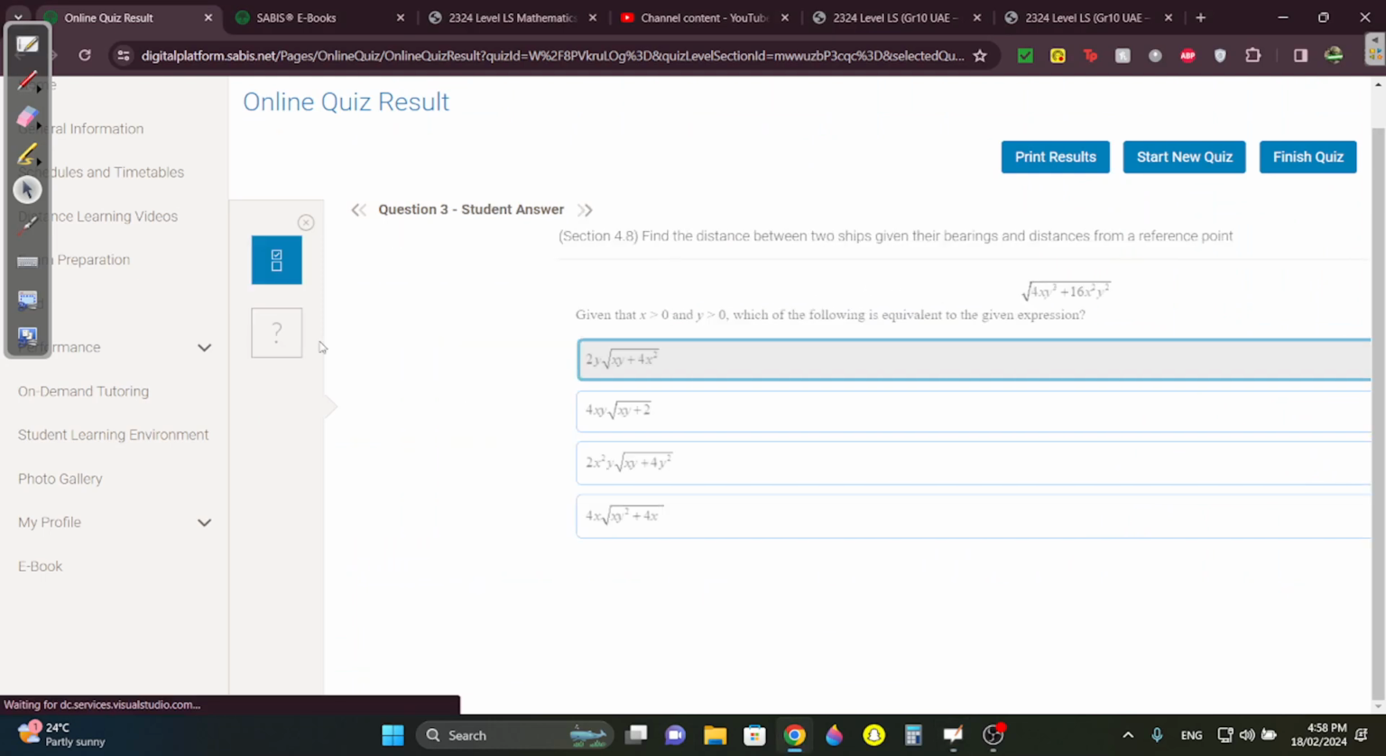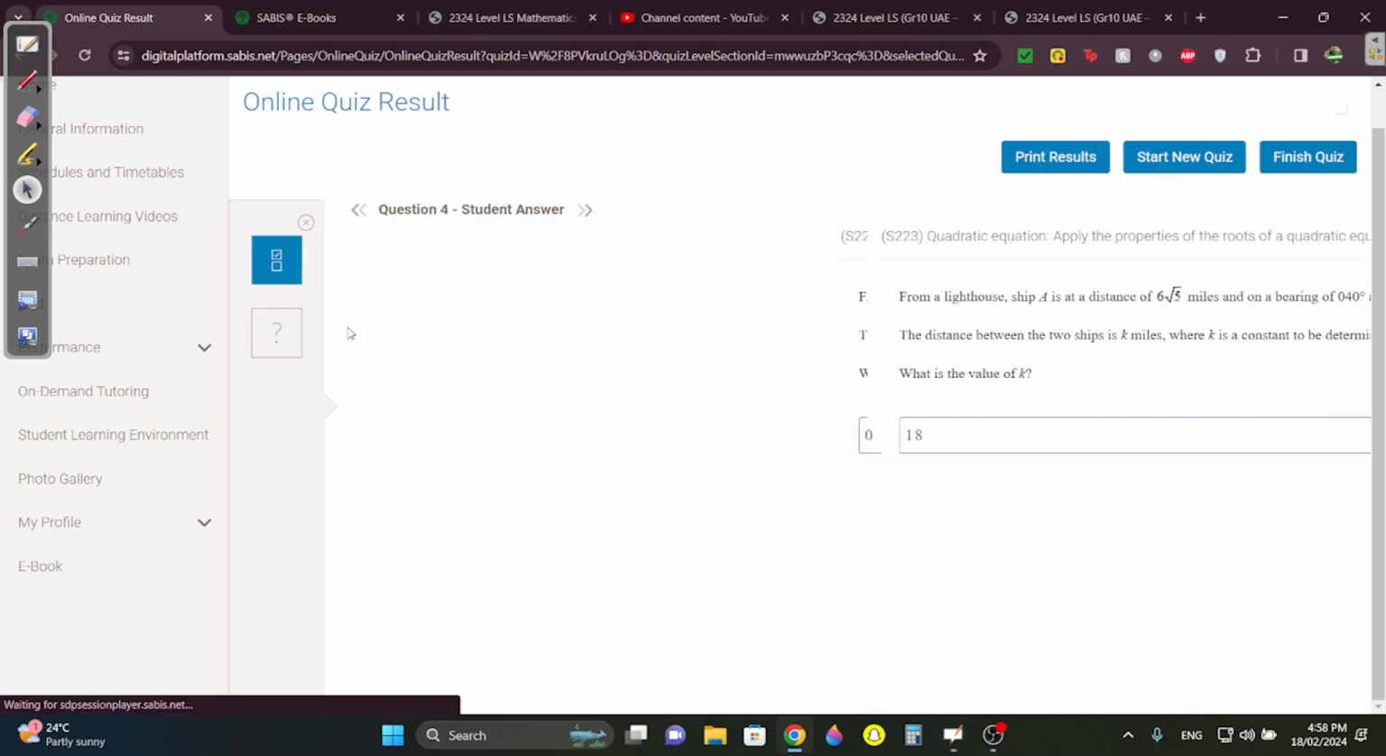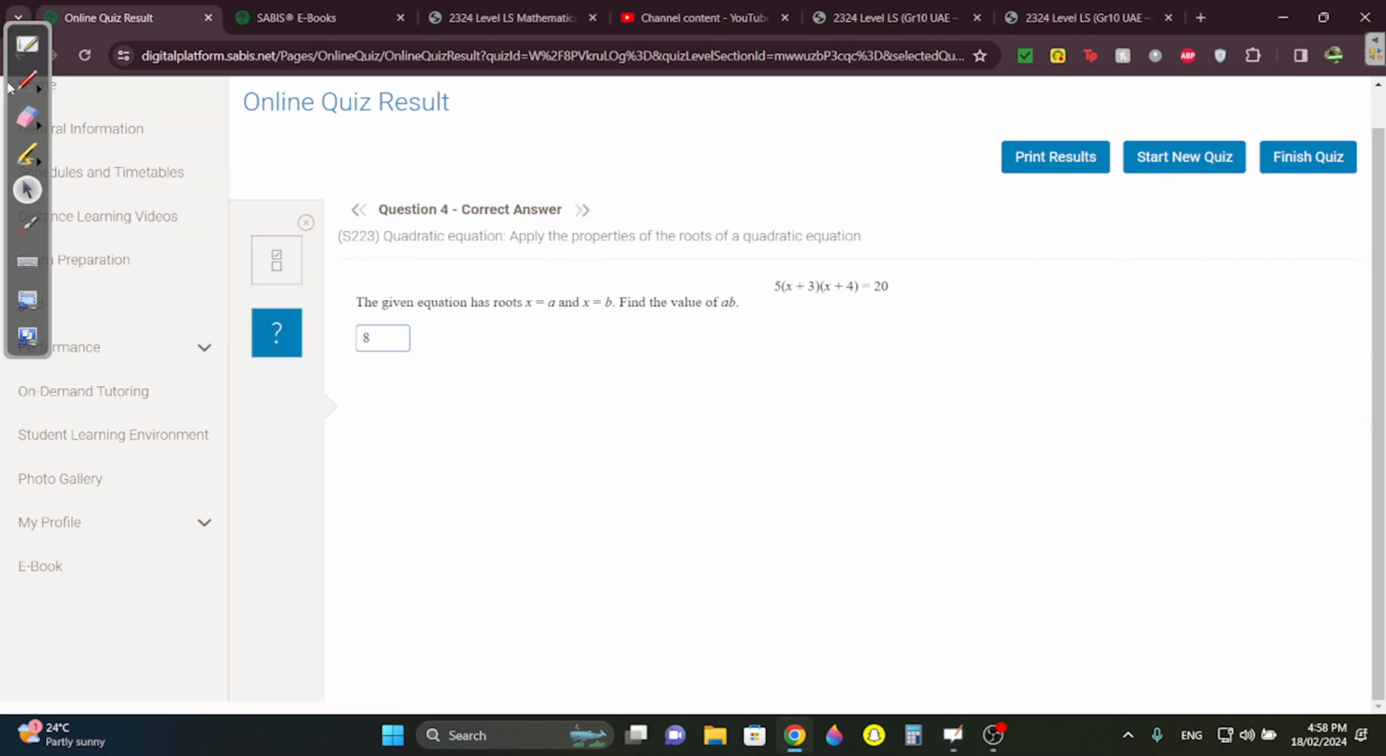Question 3. This one I solved in the week 6 quiz. Go back if you want. It's an old question anyway. Question 4. The given equation has roots x equals a and x equals b. Find the value of ab.